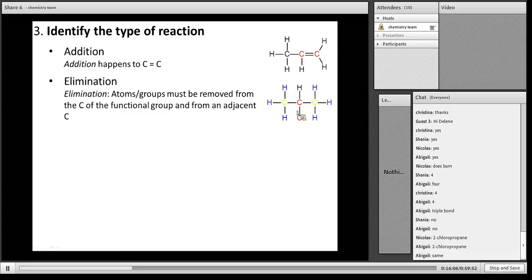So if I go from this compound to that, it's an elimination, because I have removed two atoms. I've removed an atom or group of atoms from two different carbon atoms, or two adjacent carbon atoms. I can't remove this hydrogen and that hydrogen. Why not? Why can't I remove this blue hydrogen down here and that blue hydrogen down there? Where could a double bond form if I did that? Could it form anywhere?